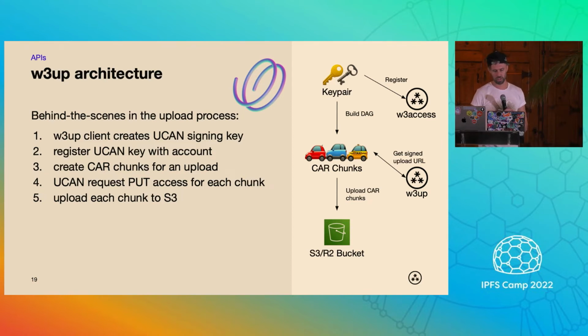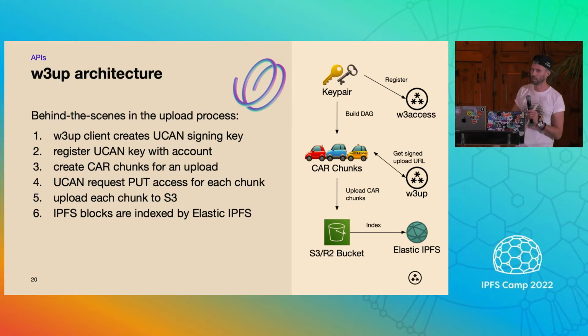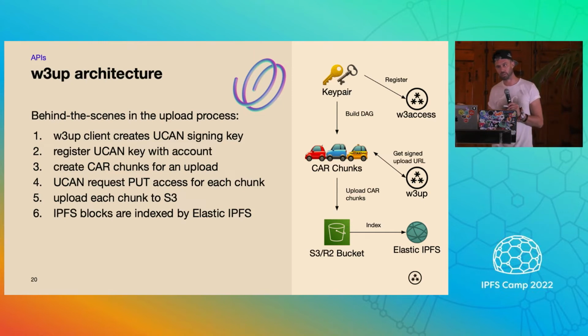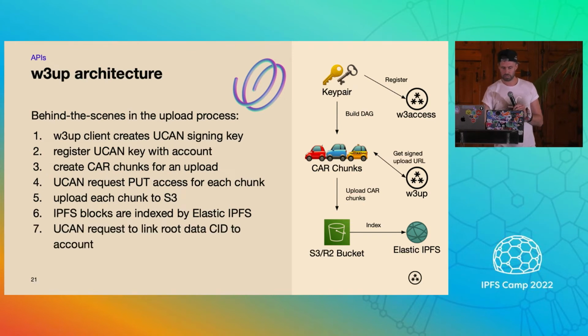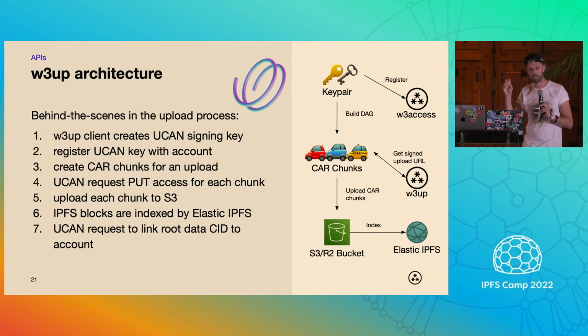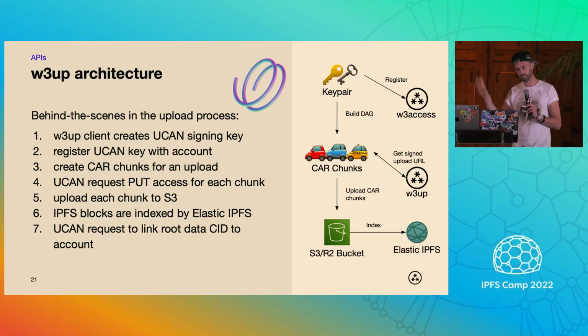Once they've got into buckets, finally, our implementation of IPFS, Elastic IPFS, comes along and indexes the blocks in the CAR that was uploaded to the bucket. Elastic IPFS is our implementation that runs in the cloud. Once the blocks are indexed, they are available to the IPFS network and on IPFS HTTP gateways. So that's cool. Finally, the final thing that needs to be done is we send a request to register an upload as a collection of CAR files, which is the chunks that we send. So that's the final thing that happens.